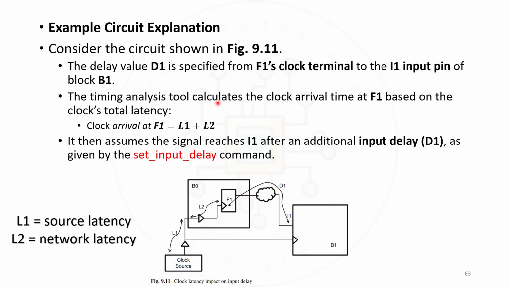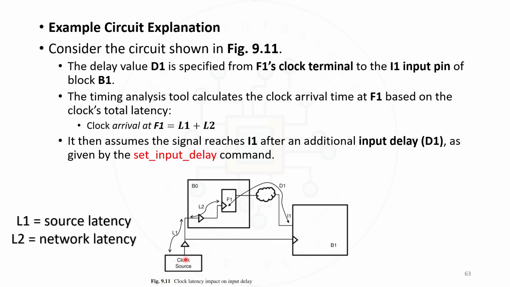The timing analysis tool calculates the clock arrival time at F1 based on the latency. You can see this clock is not triggered immediately; it has some delay, a delay of L2 followed by a delay of L1. These are the blocks present outside our block B1, and we are getting the clock from the clock source. Here you can take the clock source as a PLL or an oscillator.